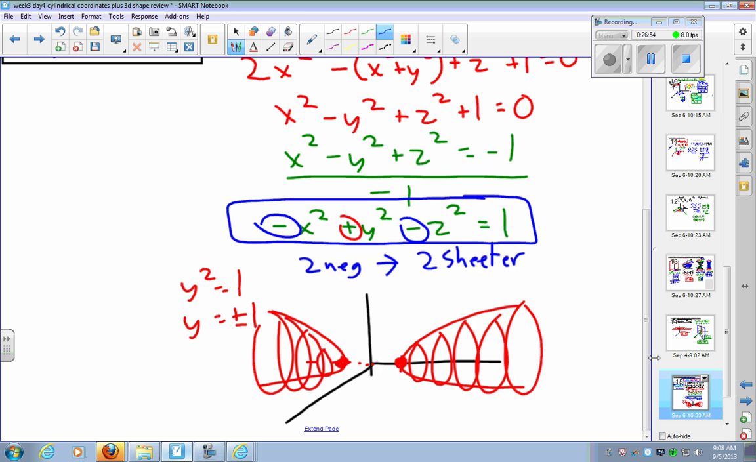So being able to switch between rectangular and cylindrical is very important. Likewise, from cylindrical to rectangular. And next week, I'll add in the spherical.